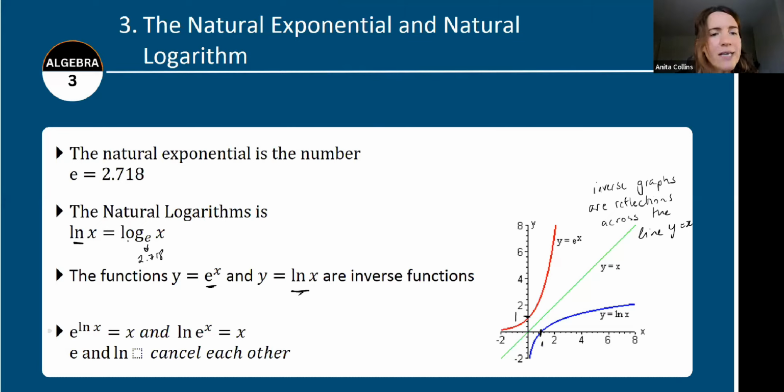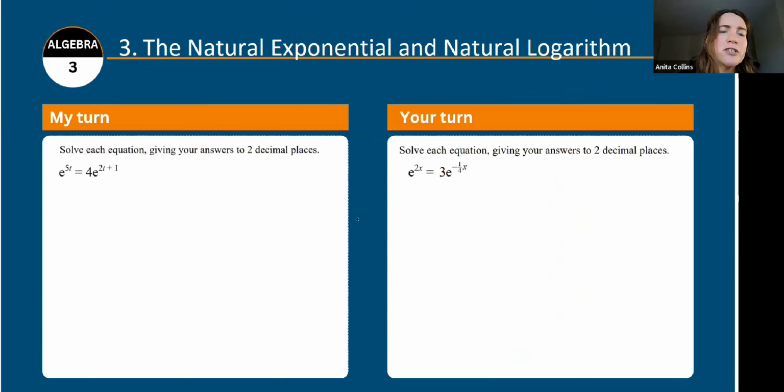Right, so what we said was that they cancel each other out. So we can say e to the ln of x, they cancel, you're left with x, and ln of e to the x is just x. So they cancel each other out, e and ln. And that's going to be the most useful property we're going to use in this section. The graphs of e to the x and ln of x are going to come up again as we go through the course. Okay, so we've got a couple of questions to do here.